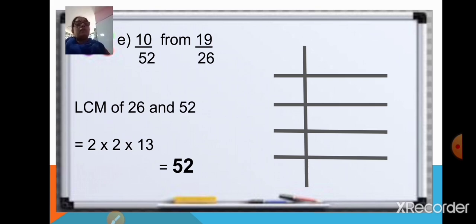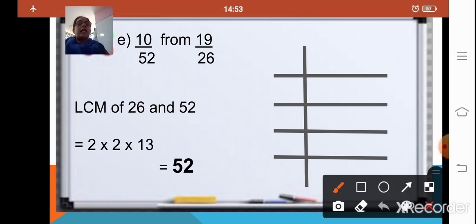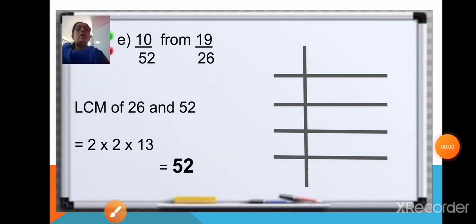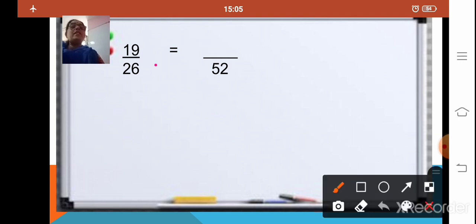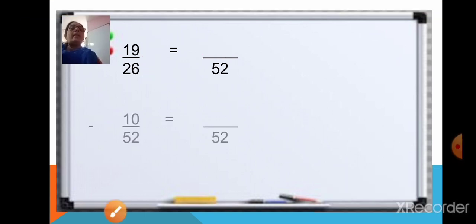Now what you have to do? Yes, you have to make the fractions like fractions, that is by making the denominator 52. Let us start with the first fraction, 19 upon 26, because 19 is greater than 10. Now 26 multiplied by 2 will give you 52. So numerator also you will multiply by 2. So 19 2s is 38 upon 52.